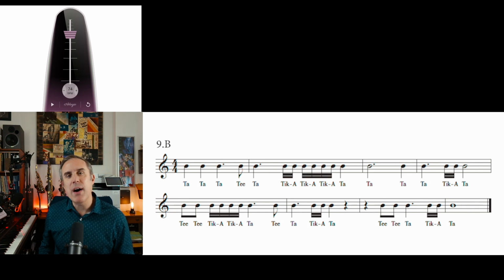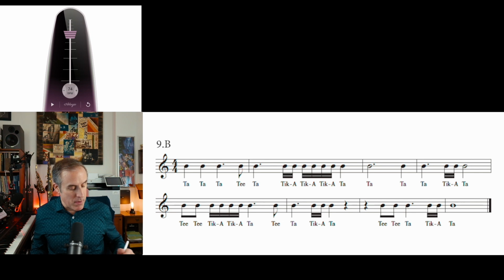All right, let's move on to exercise 9B. Now, I'm going to go through this and analyze it one measure, one beat at a time. But while I'm doing that, I'm going to find the invisible bar line. So here we go. Let's start with measure 1. We've got a quarter note here on beat 1, a quarter note on beat 2. So we've got our invisible bar line happening right here.